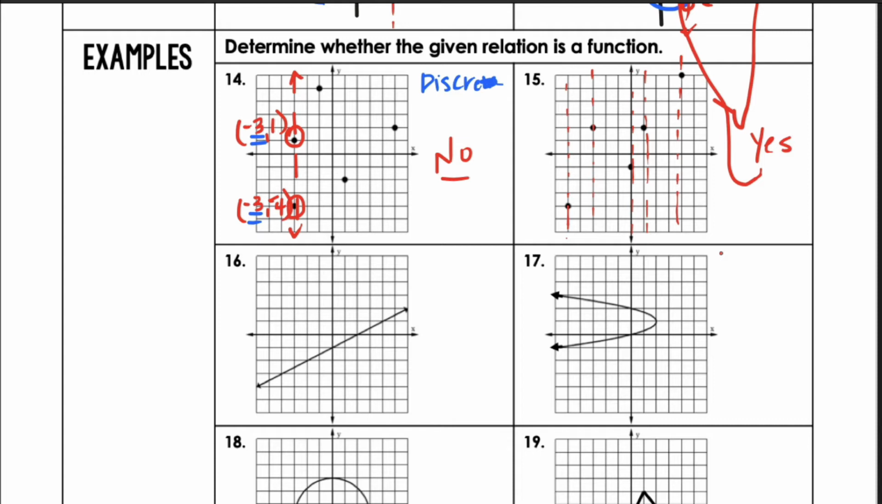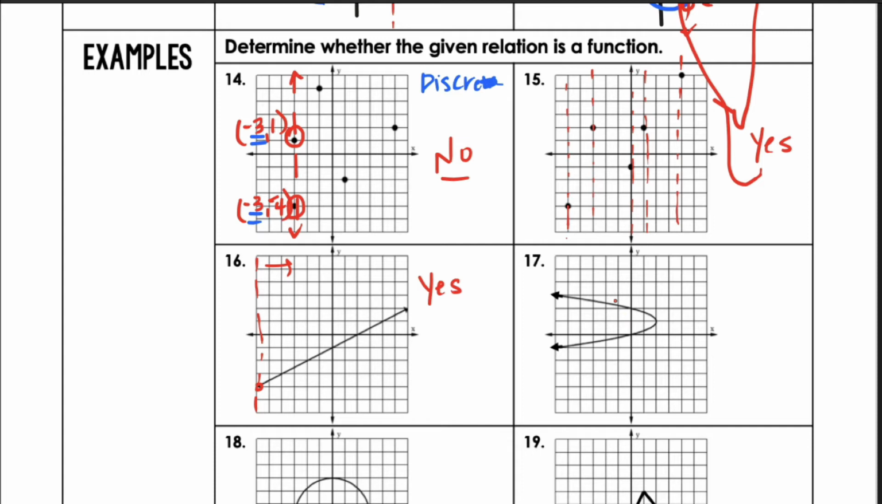Okay. For number 16, again, if I draw a vertical line, let's say I draw it on the very far left side of the graph, and as I drag this to the right, I'm only going to ever cross the line in one spot. So this would be an example of a function. We would say yes. Okay.